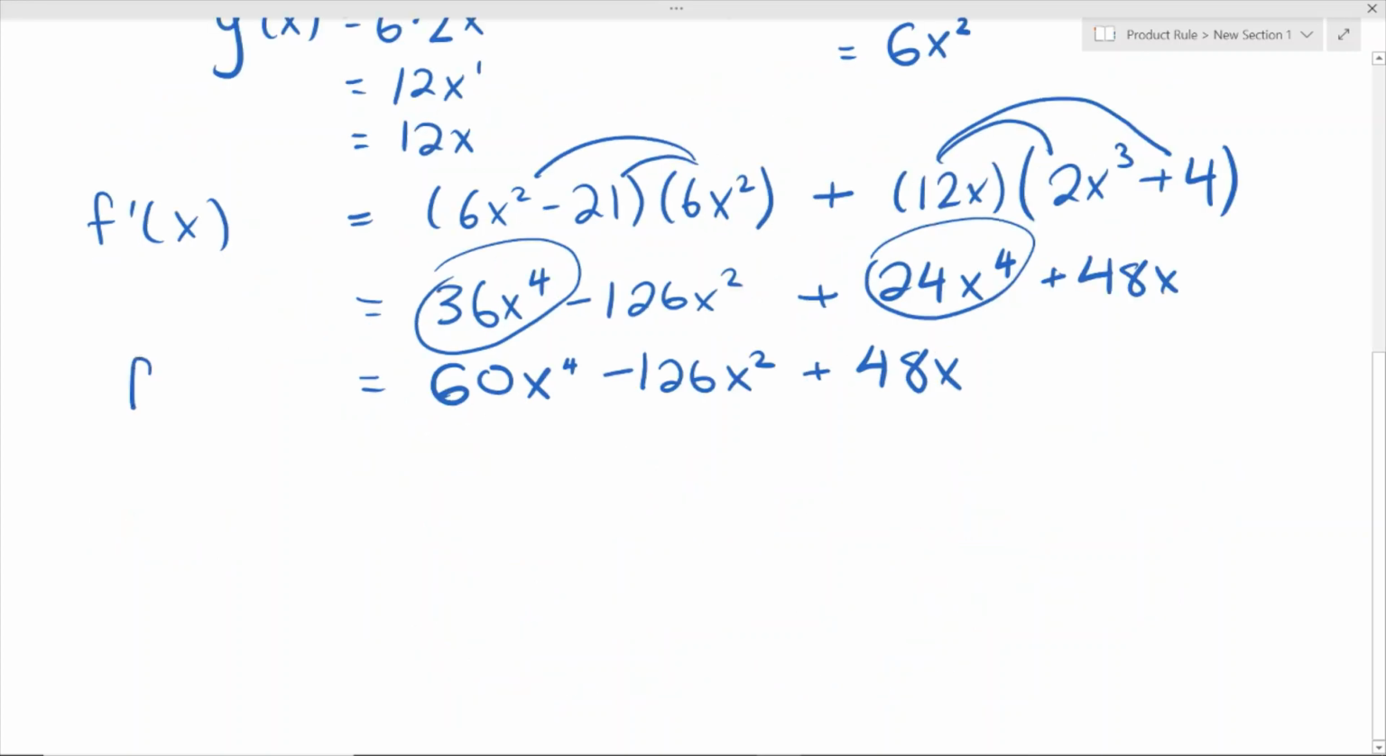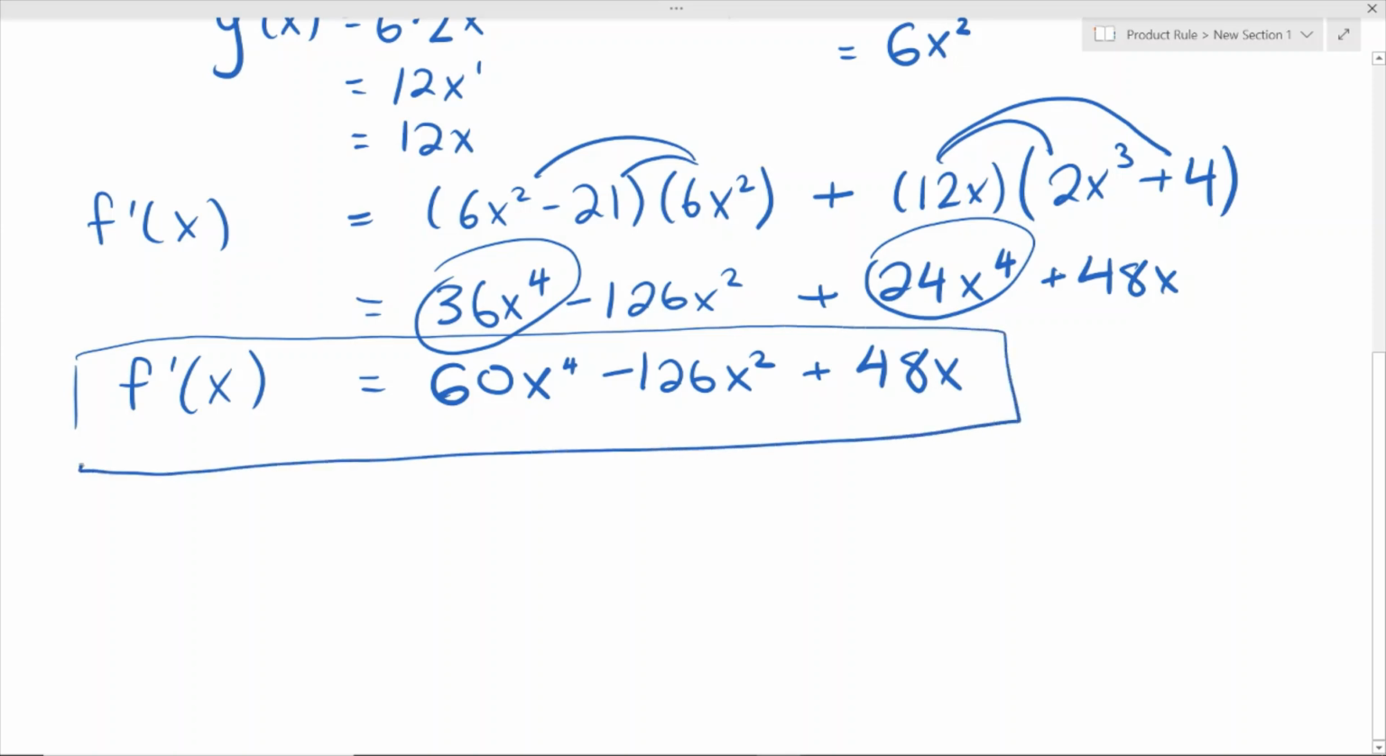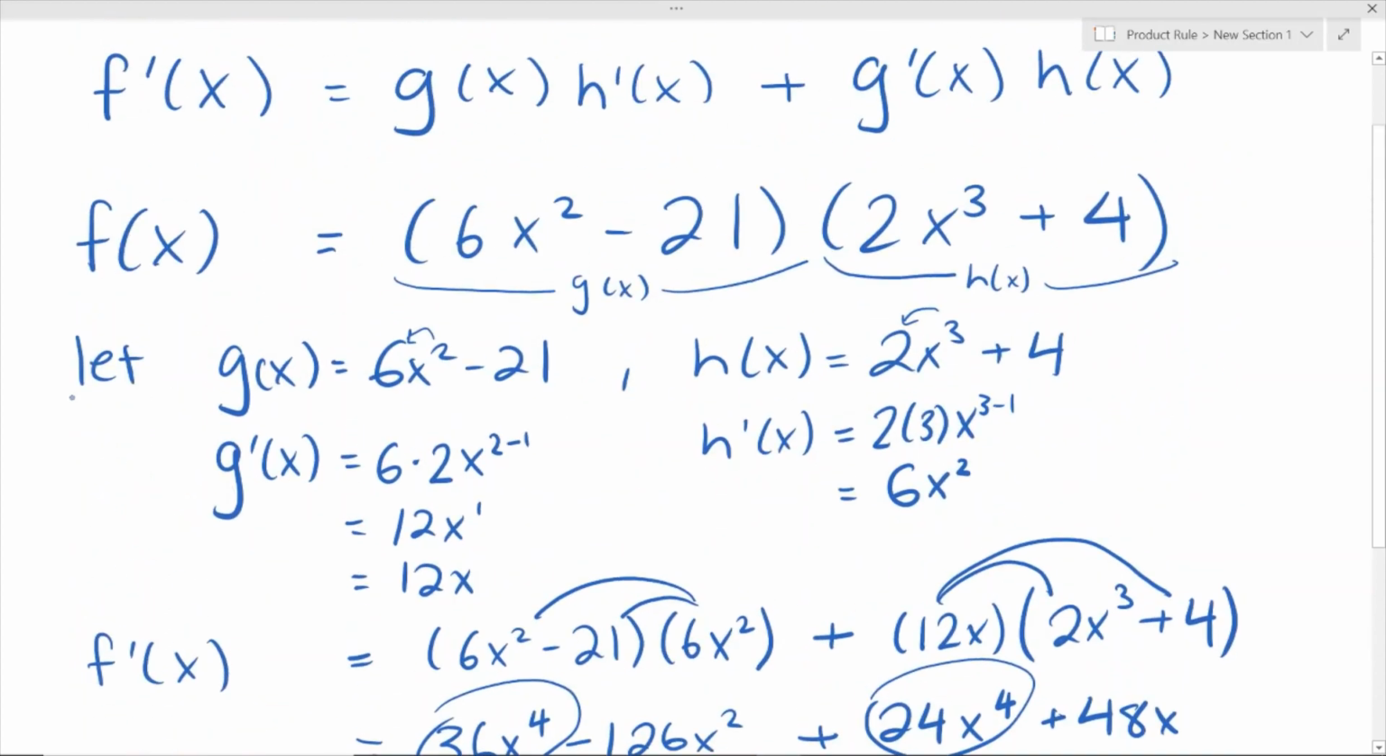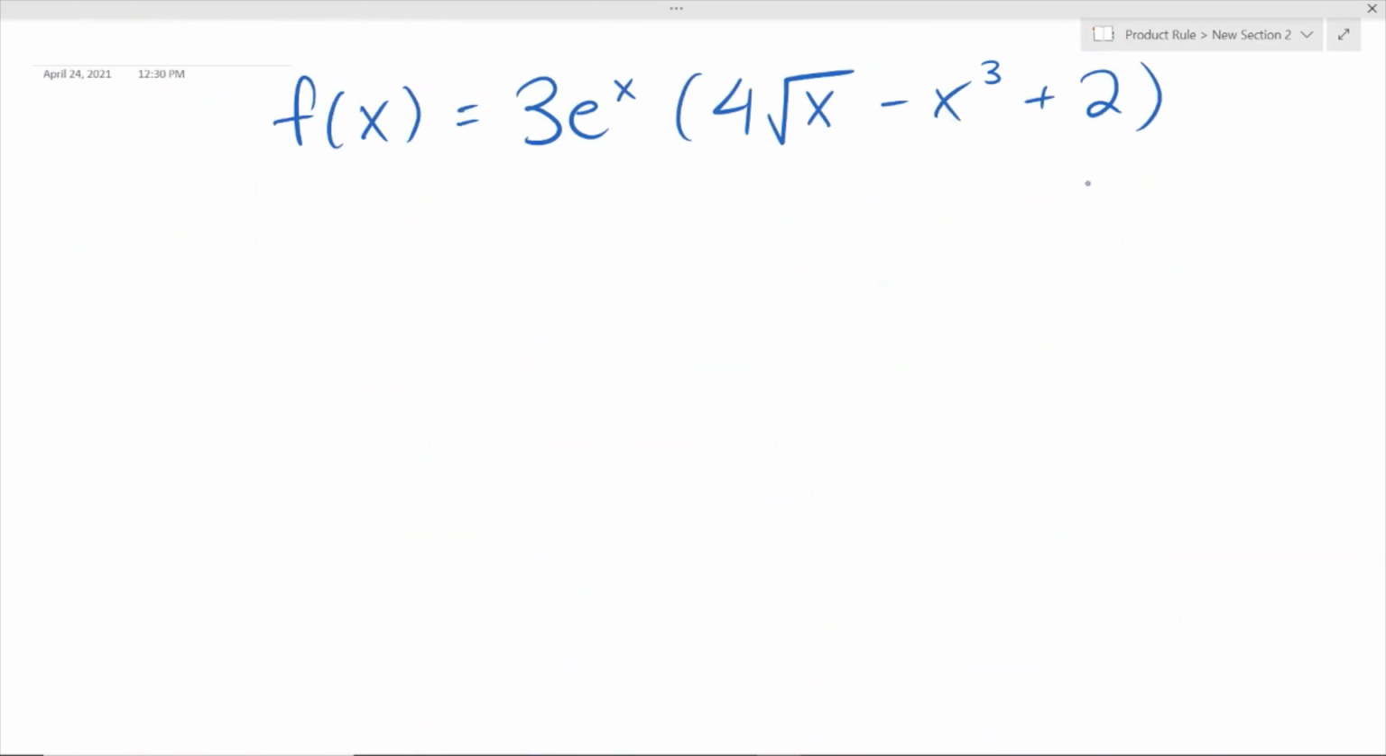We have found the derivative of f of x right here. So this here, f prime of x, is our derivative of the given function f of x from here. So now say we have a function that looks something like this and we are asked to find the derivative. So let's say this here is our g of x. Let's let this be our g of x. And then let's let this be our h of x.